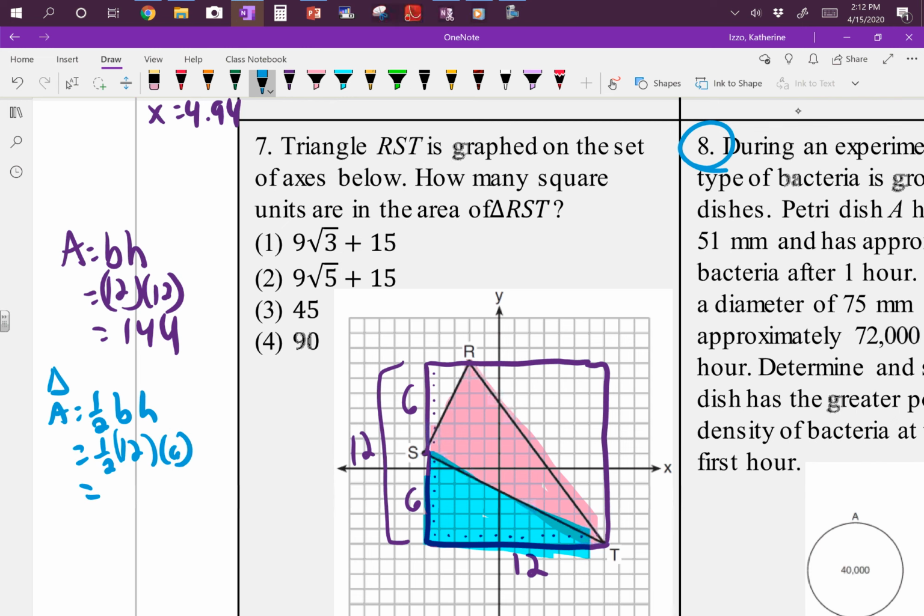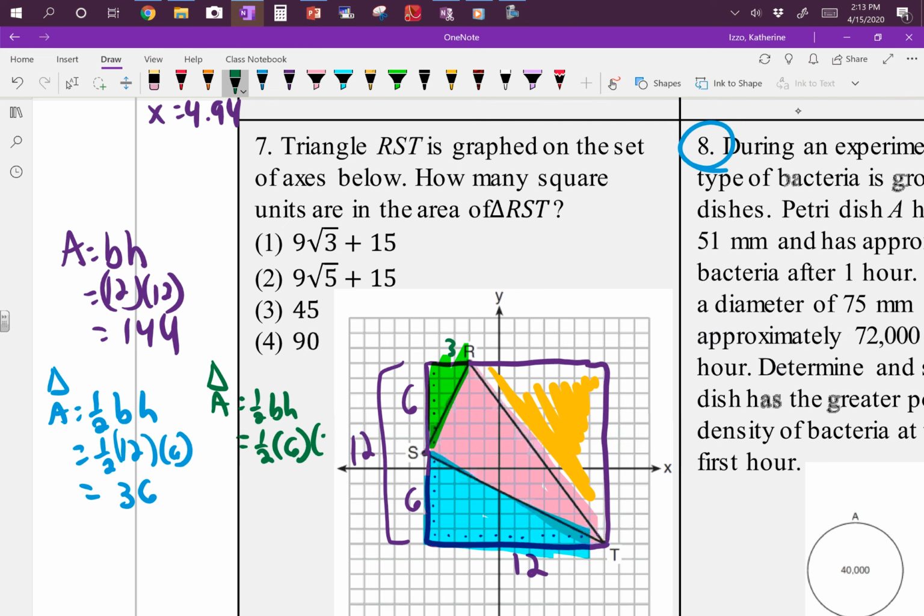also known as 36. And then I want to cut off this green part, and after that, this yellow part. So let's cut out the green part. Triangle for the green part, area equals 1/2 base times height. It was 6 units by 3 units on top, so 1/2 times 6 times 3, which gives me a 9.